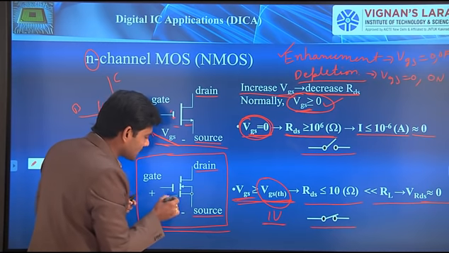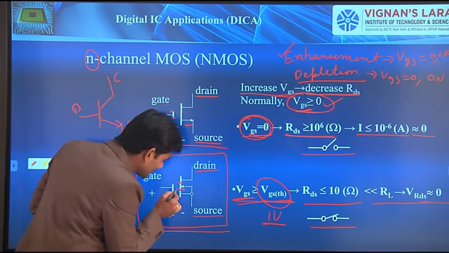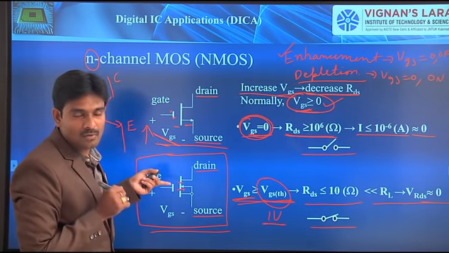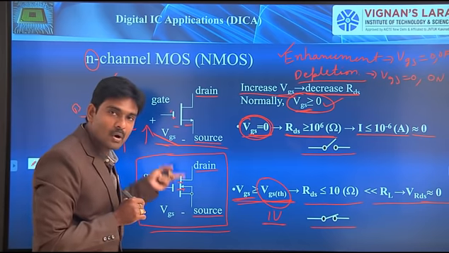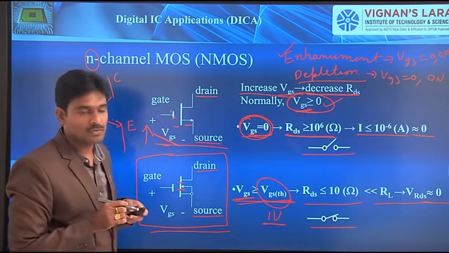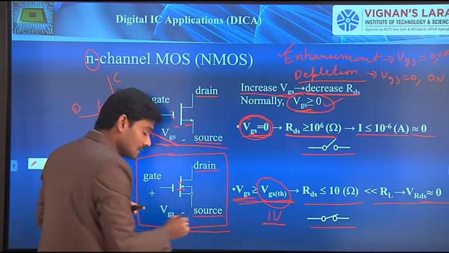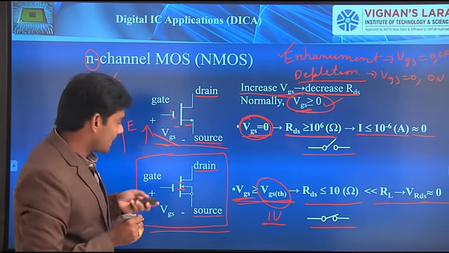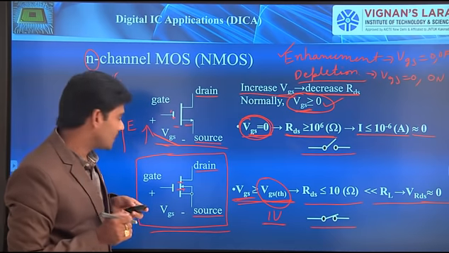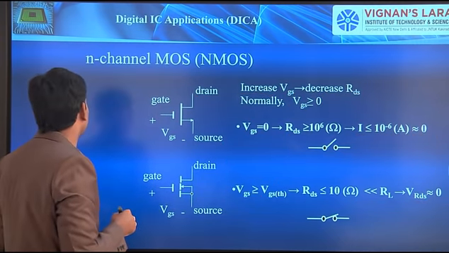to represent that itself, gaps must be maintained over here. Because of that reason only, the gaps are mentioned over there to indicate that no channel, no conducting path exists between source and drain. So this is the NMOS circuit symbol, and this one is an enhancement mode transistor in NMOS.